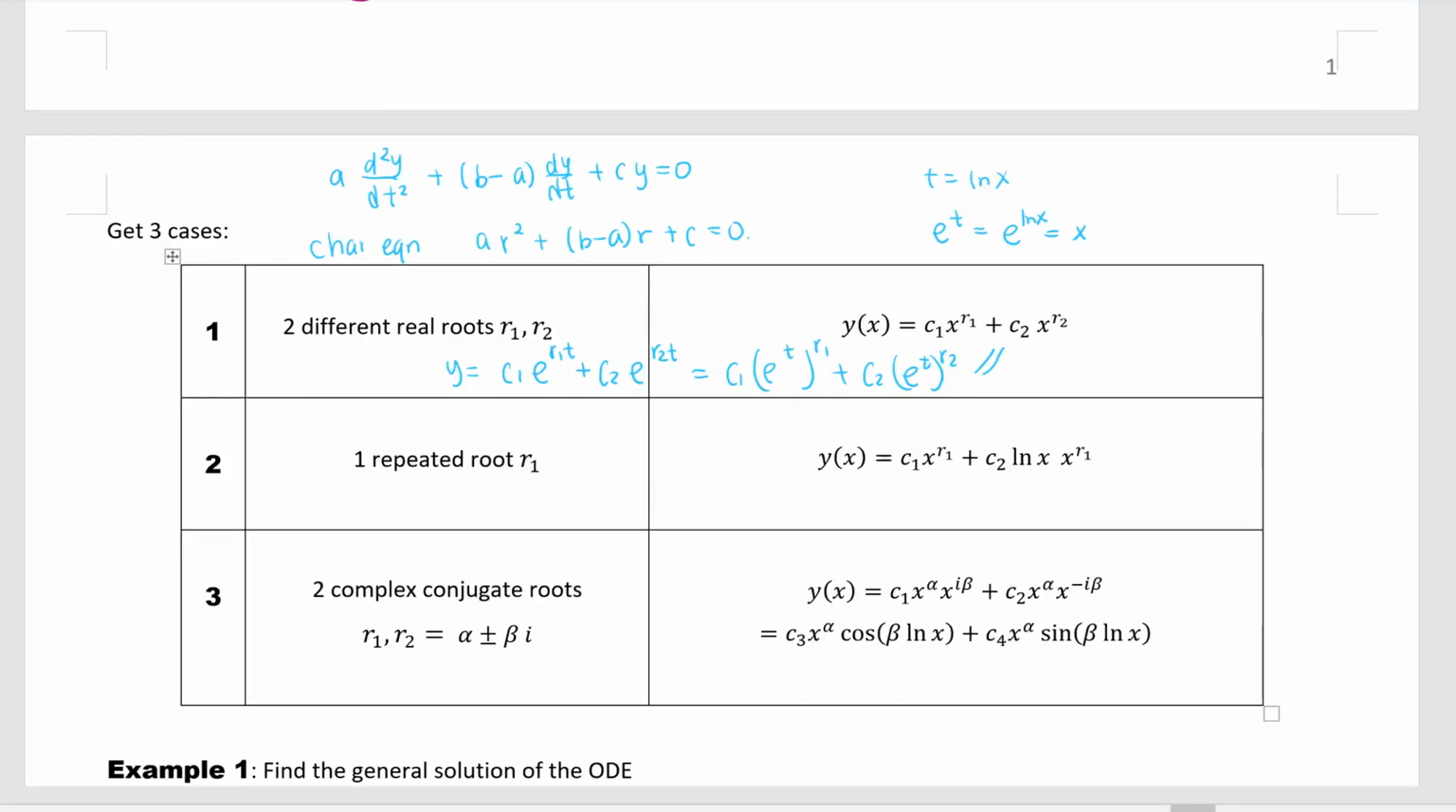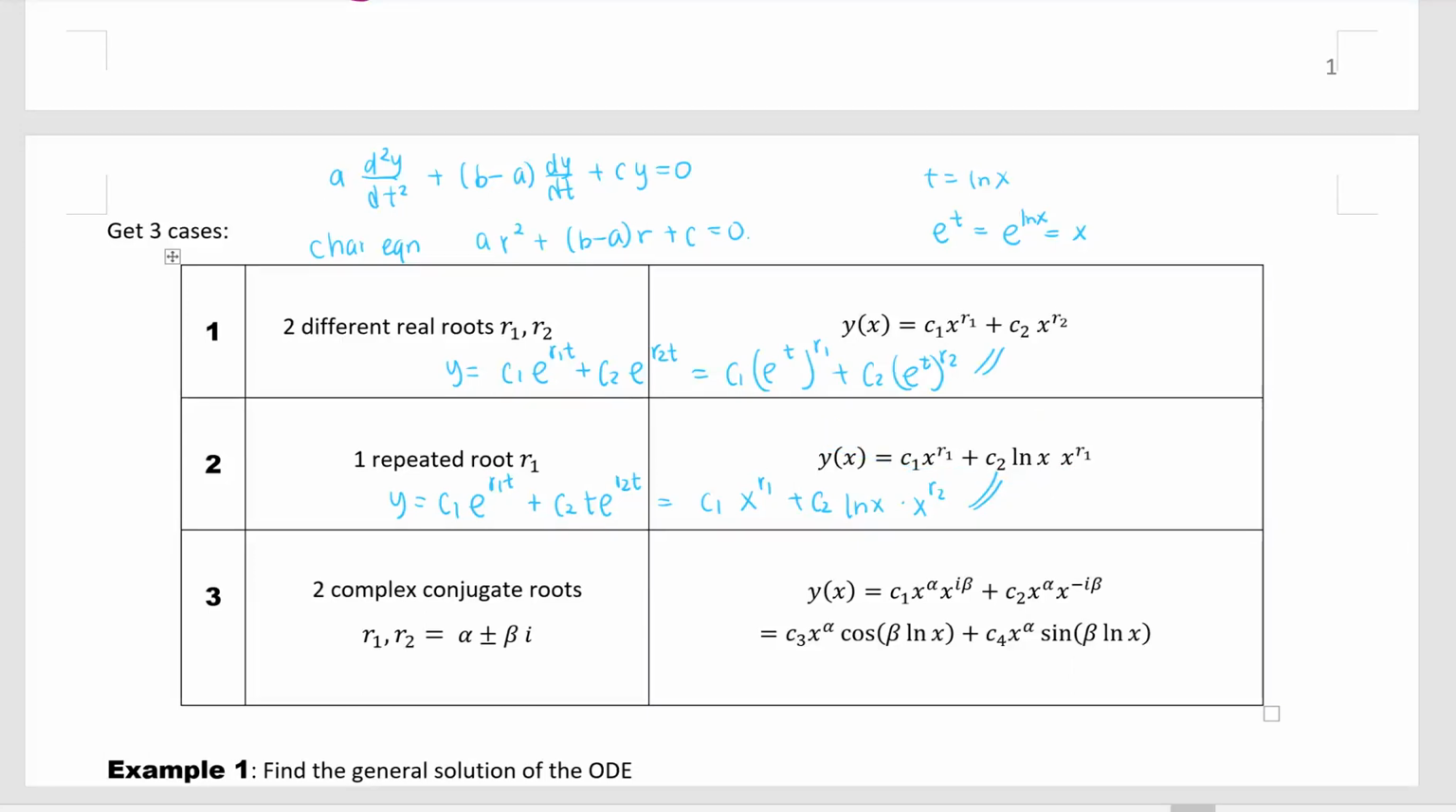For the repeated root r1, our solution was c1 e to the r1 t plus c2 t e to the r1 t. Now e to the r1 t is x to the r1, and for c2 t, what's t? It's ln of x. So that's why we get the new formula. This is our new formula.